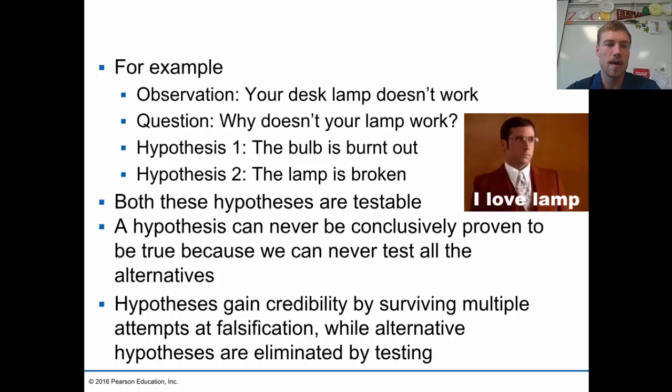There are lots and lots of different hypotheses, right? But our two example ones, both of them are testable. We can either try to replace the lamp, or we can try to replace the bulb. Now, a hypothesis cannot necessarily be conclusively proven because there are too many alternatives. There may be another alternative that may be true. However, our hypothesis can gain in credibility, and we can essentially say that they are true by surviving multiple attempts at determining whether or not they are right or wrong. So we perform multiple tests, and then we are able to say, okay, we're pretty confident that this hypothesis is correct.